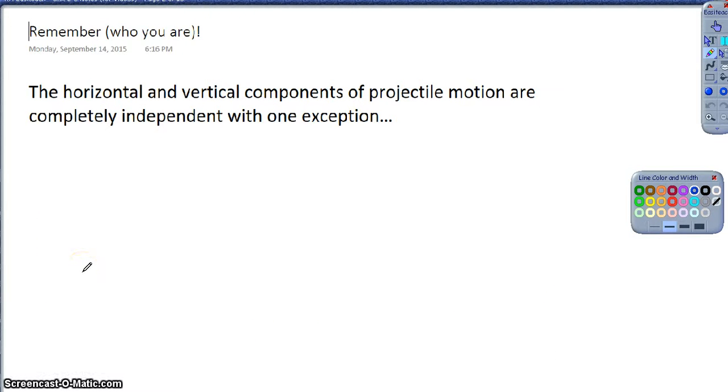The big thing from that first slide is remembering that when you see the term projectile, it means there's no air resistance and only acceleration due to gravity. Remember the horizontal and vertical components are completely independent of one another, with one exception, and that exception is time. We did all the equations last year: for the horizontal displacement, the only equation I need is v equals delta x over t, because the horizontal motion is constant.